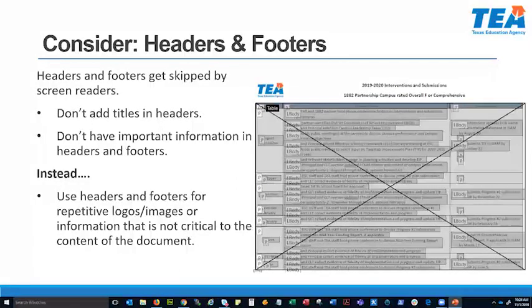So the best thing to do is don't put anything critical to the content of the document in the headers or the footers. Things you can use headers and footers for are like repetitive logos or images or information that's not critical. Page numbers is good. Screen readers are able to know what page number you're on, so it's not critical if you're using page numbers for footers.